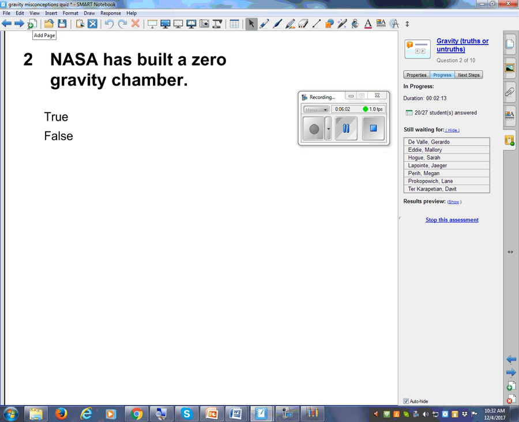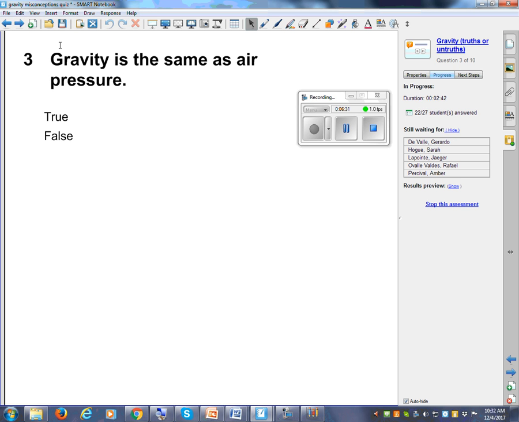Number 2, NASA has built a zero-gravity chamber. A zero-gravity room. Gravity is the same as air pressure.